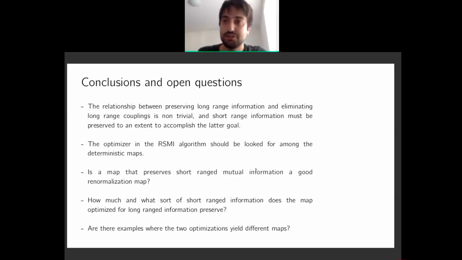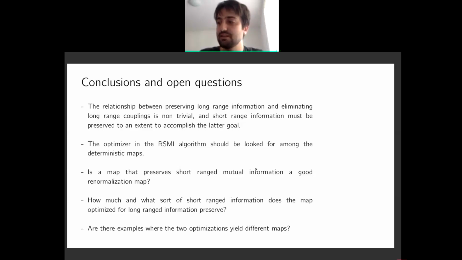And if we actually do the RSMI optimization, we know that to some extent, this accidentally implies preserving also short-range couplings. And how much and what sort of short-range information does this map preserve?